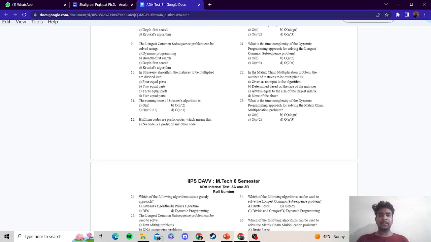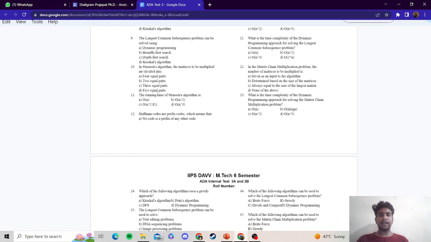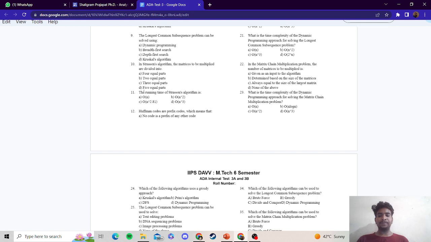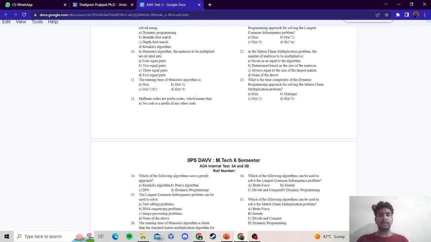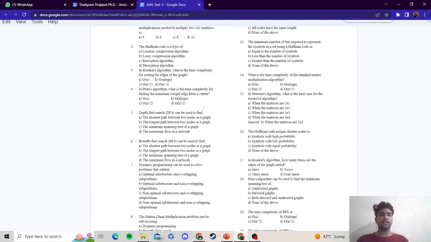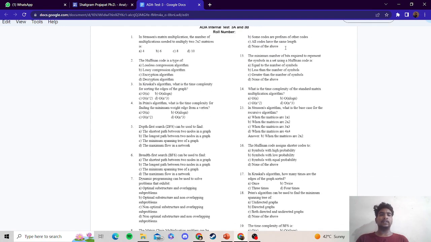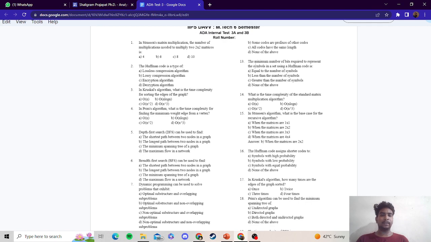Question number 10. In Strassen's algorithm, the matrices to be multiplied are divided into two equal parts. The running time of Strassen's algorithm is order of n to the power 2.81. Question number 12. Huffman codes are prefix codes, which means that no code is a prefix of any other code. So this will be the right answer. We don't have to see any other because we got the right answer there.